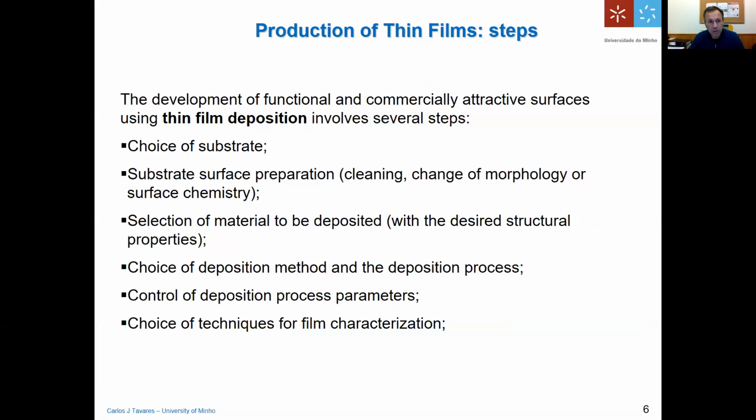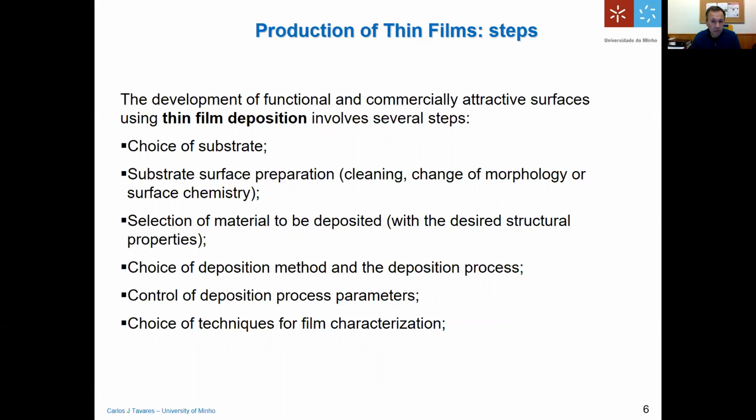The production of thin films includes several steps. Inevitably, you need to choose a substrate. If you want to deposit a certain material, you have to see if the material you want to deposit complies with the substrate. And you have to make a good preparation of the substrate, including specific cleaning, because if the substrate has some contamination or is dirty, this could lead to defects which might be incorporated or diffused into thin film growth. It will affect the morphology and surface chemistry.